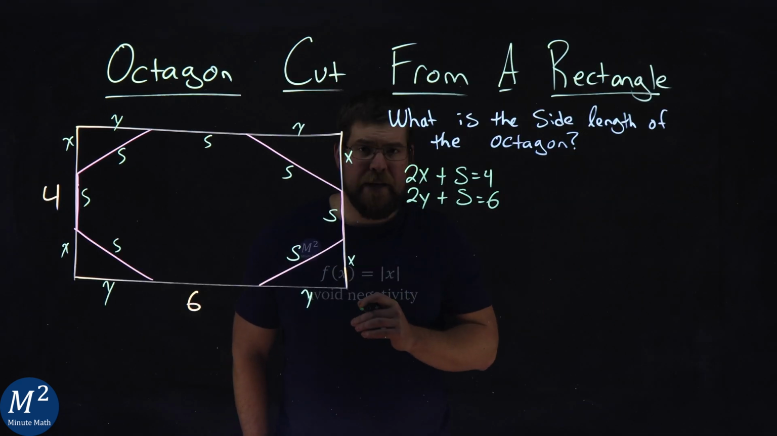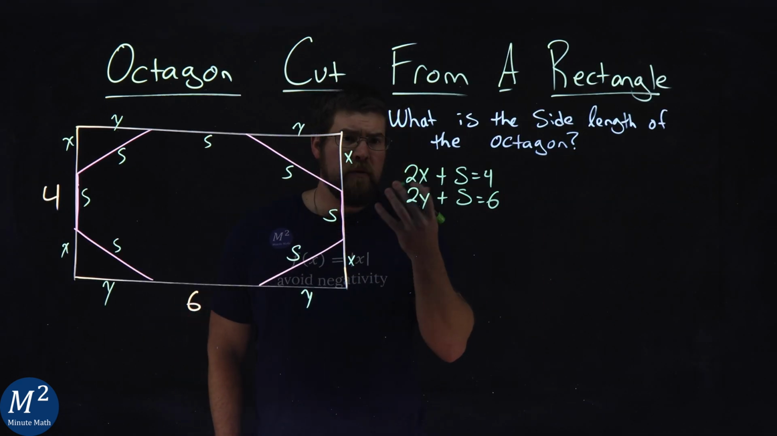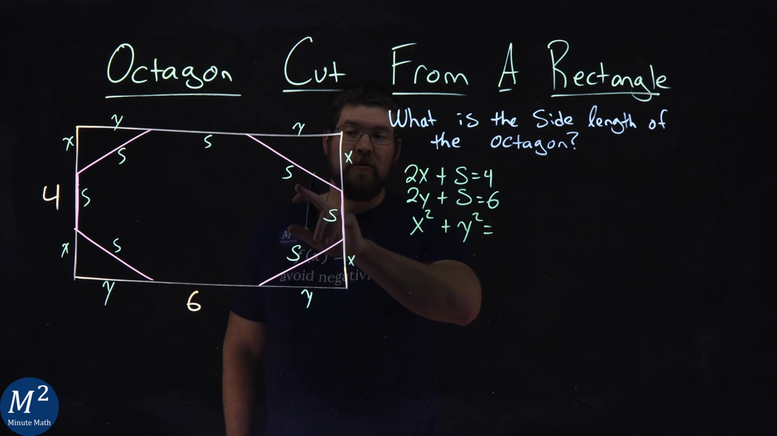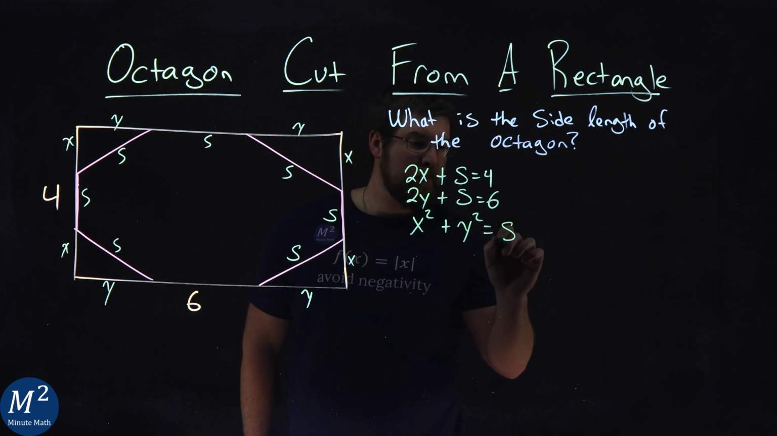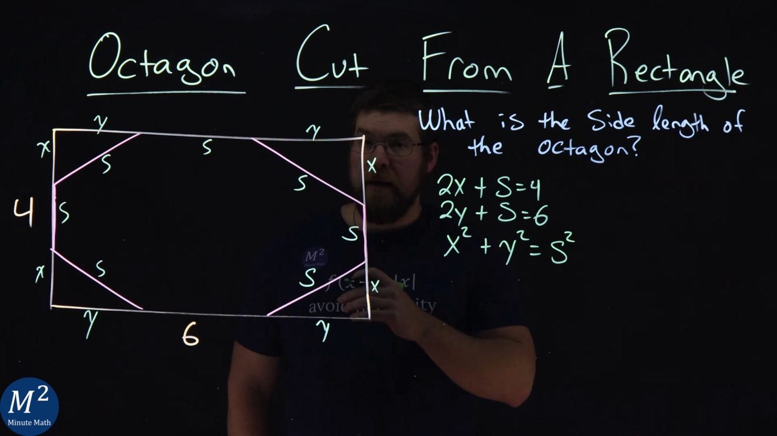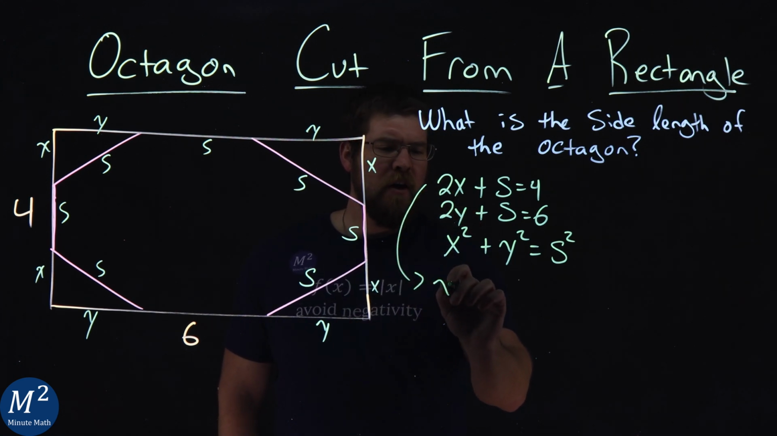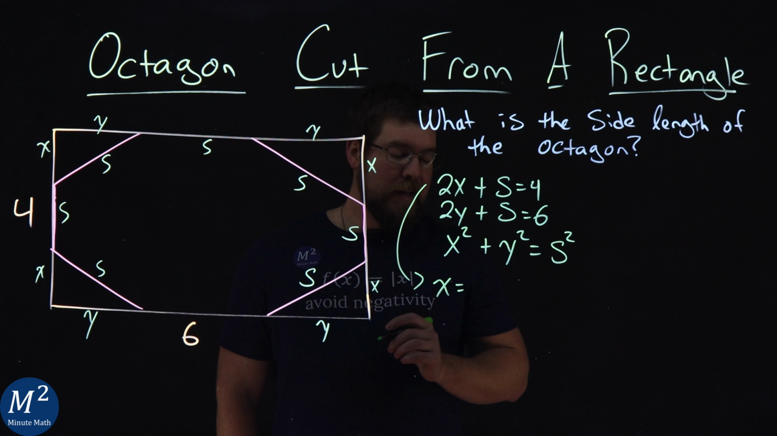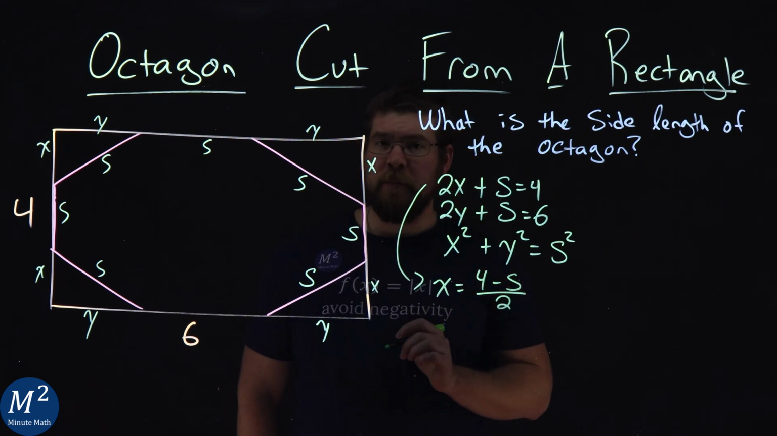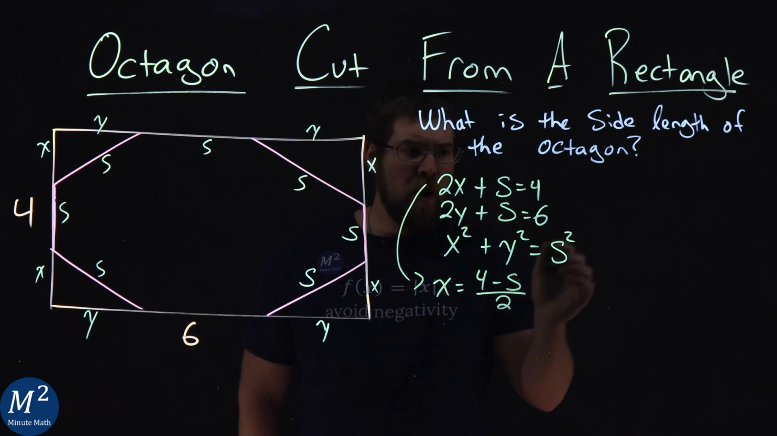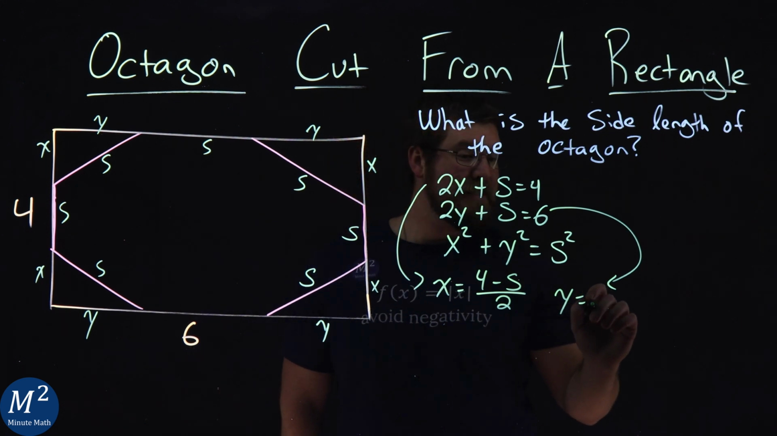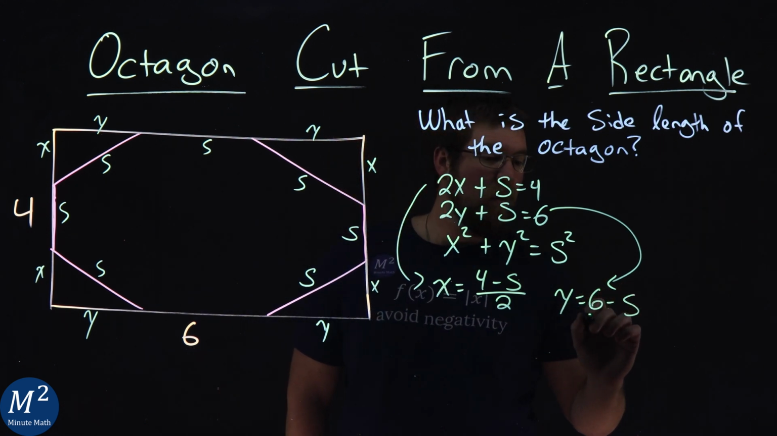What else can we find out here? Using the Pythagorean theorem, we can say that X squared plus Y squared is equal to S squared. Now, if we take our first equation, we can get X by itself. In doing so, we get X equals (4 minus S) over 2. I'm going to do the same thing with Y, and Y by itself is equal to (6 minus S) over 2.